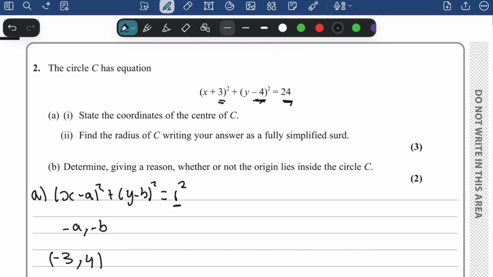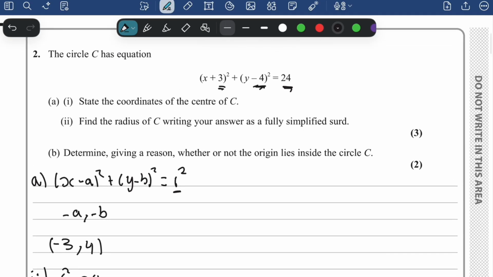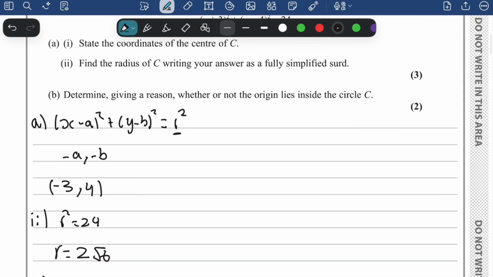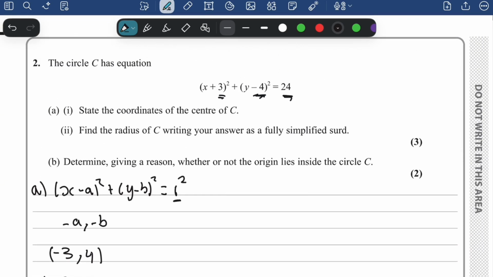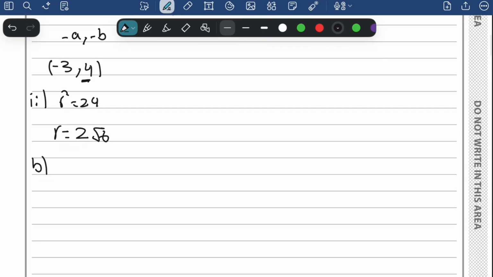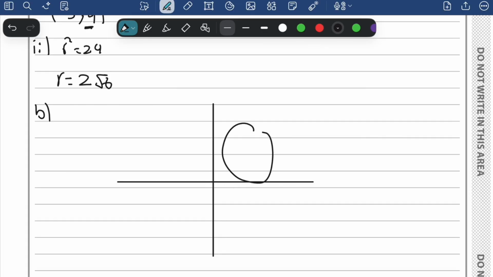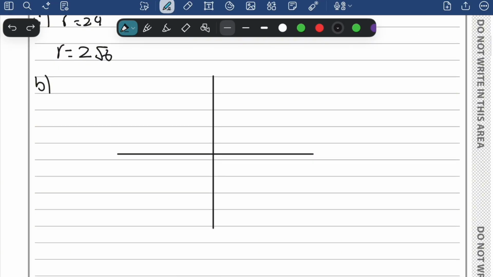Okay, now part B says determine, giving a reason, whether or not the origin lies inside the circle C. So what we can do here is find the distance between the center of the circle, which is this, and the origin, right? So if I illustrate this, let's say we have this circle here, with the correct coordinates (-3, 4), right? So we have a circle with a center here, and the radius is 2 root 6.